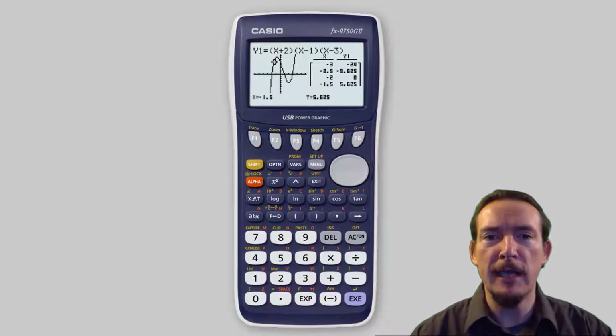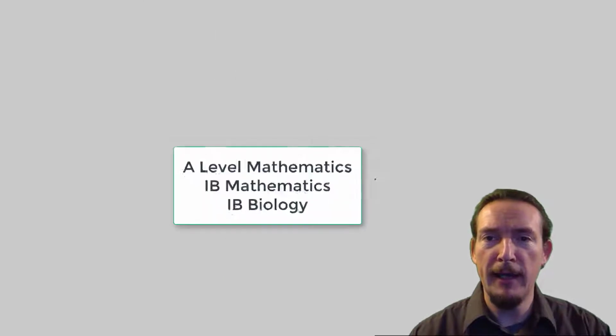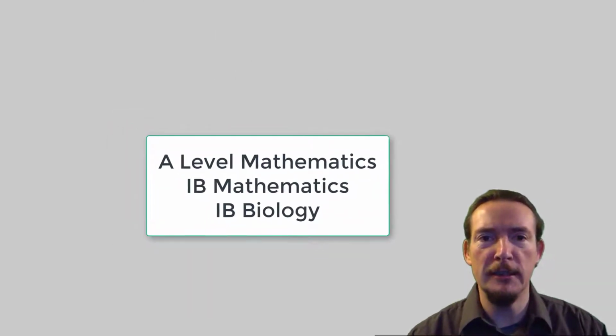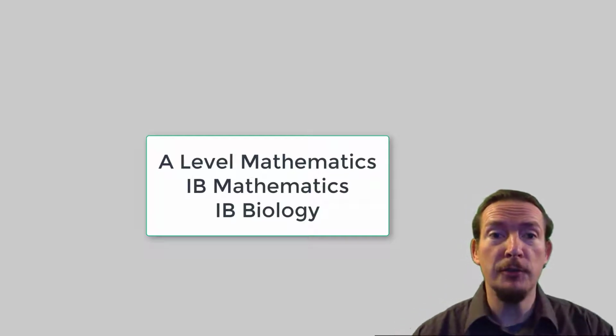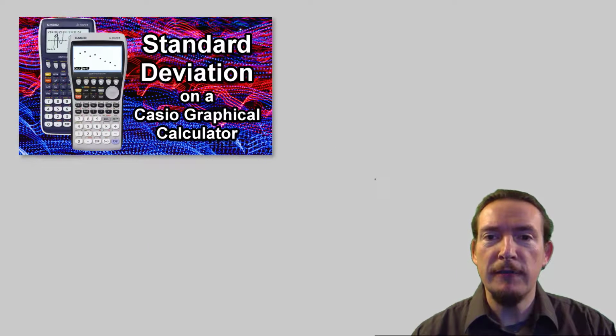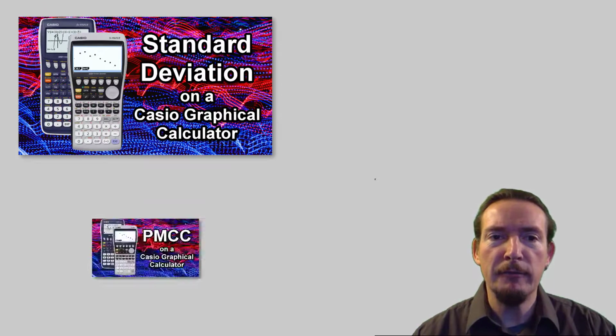This is the third video in a series looking at the Casio graphical calculator and how we can use it to solve exam style problems taken from real A-level S1 statistics and probability papers. Students following an IB mathematics or biology course are welcome to follow along too, as the style of questions will be very familiar.